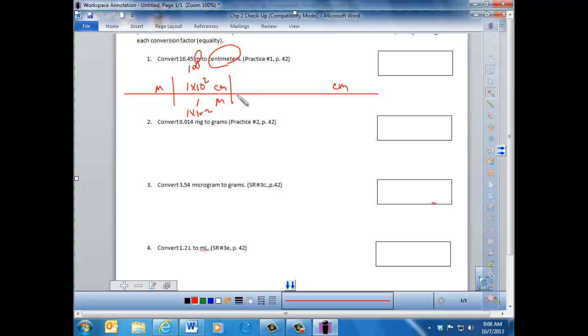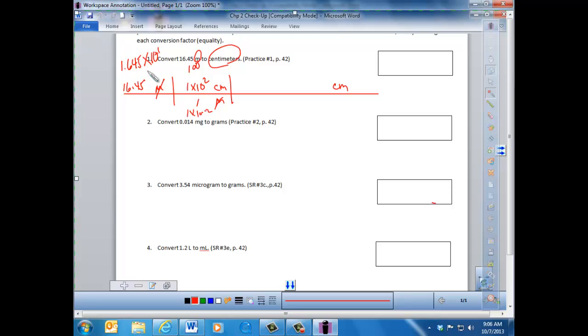So now the setup you have right here will convert any number of meters to centimeters, regardless, an infinite number, right? Now you were given here 16.45. What I would like to see you do is convert this to scientific notation just out of practice, okay? So 16.45 is equal to 1.645 times 10 to the 1. 10 to the 1 is 10, and of course, 10 times this is 16.45.